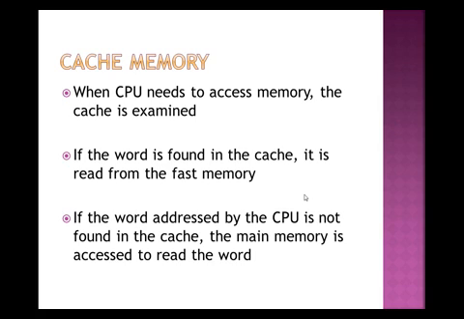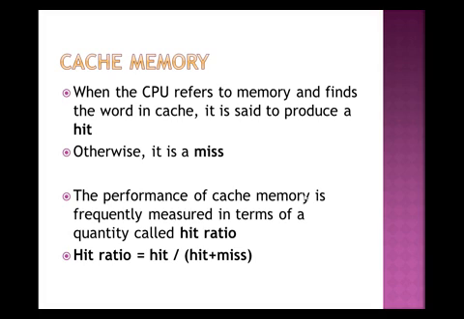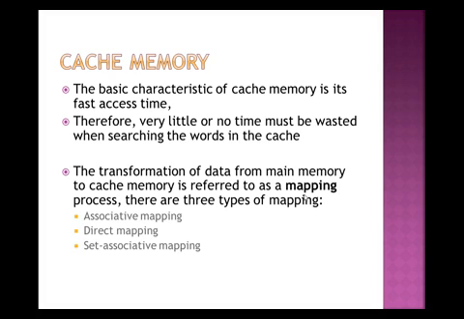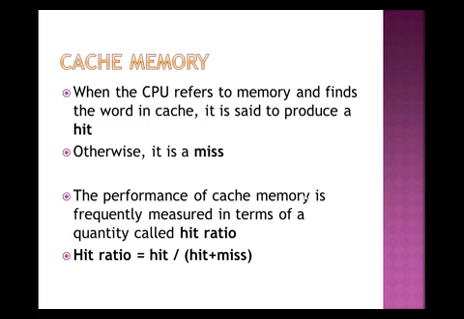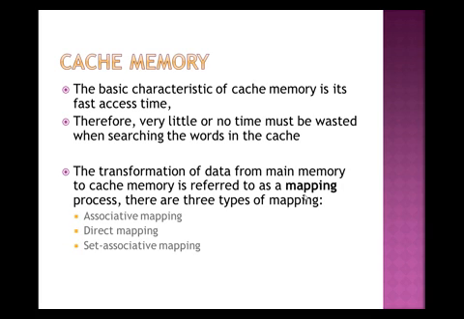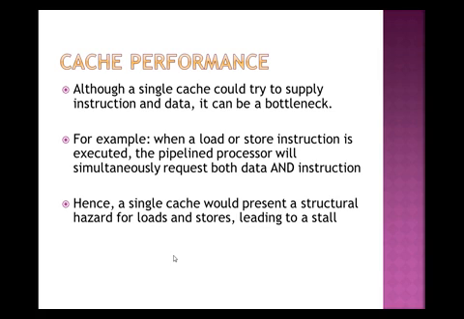Then we discussed the cache memory. What is cache memory? How does it increase the performance of the program? Whenever the CPU finds the word in the cache memory, that is known as a hit. Otherwise, it is known as a miss. The hit ratio is hits divided by hits plus misses. There are three types of mapping available: associative mapping, direct mapping, or set associative mapping.